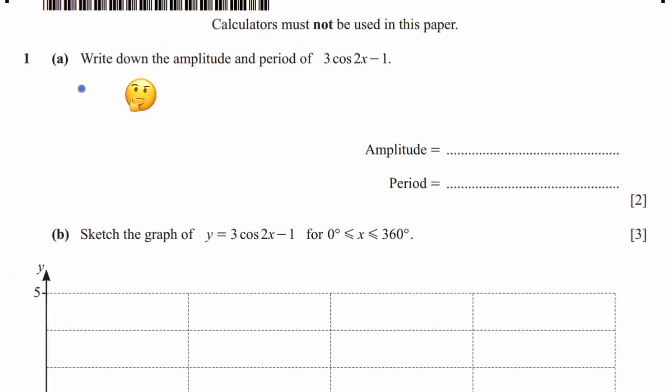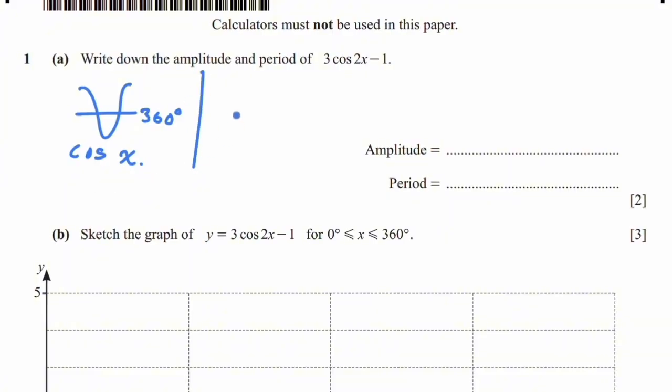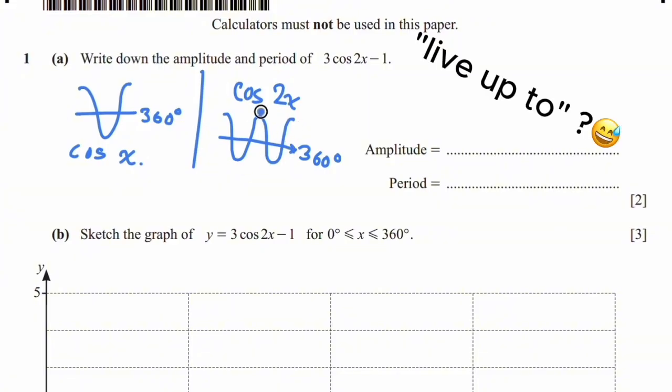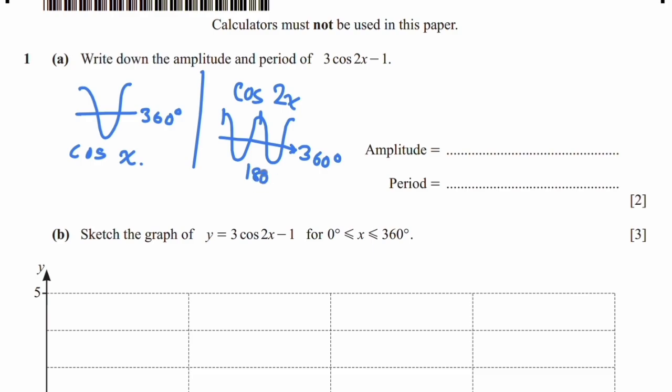What do we know about a cos function? This is how it looks, and the length of this is 360 degrees. This is the standard cos x. Now for cos 2x, there are going to be 2 wave cycles in 360, right? If 2 wave cycles live up to 360, then the length of one wave cycle is 180, and the period just means the length of one wave cycle, and that is 180 degrees.